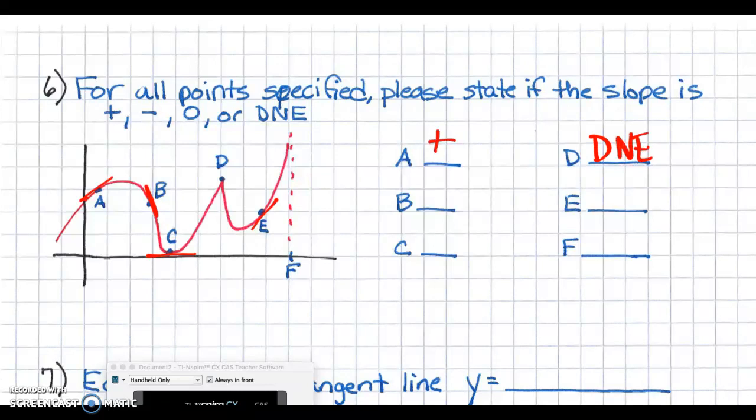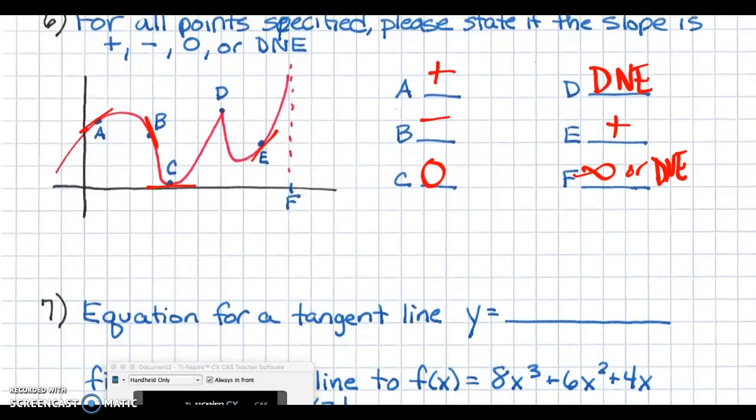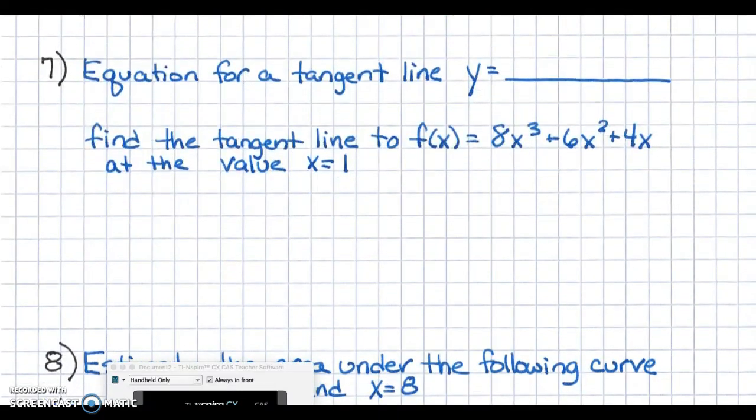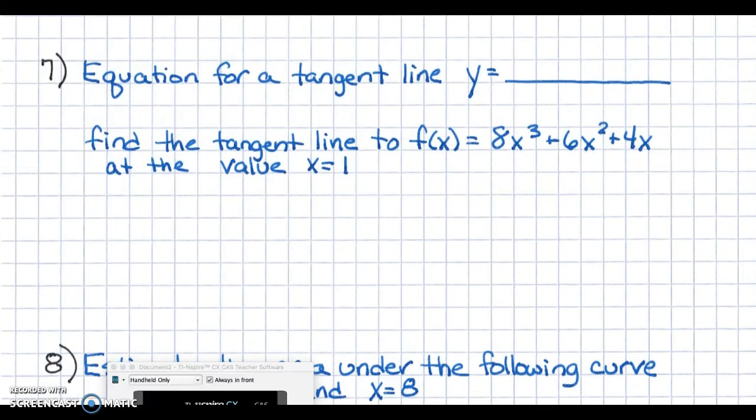A is positive, B is negative, C is 0, E is positive, and F could either be infinite or does not exist. Either will be accepted. Okay, so number 7 is what we're going to talk about in class next time.